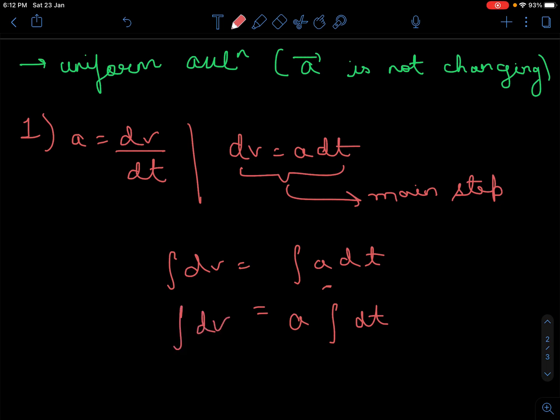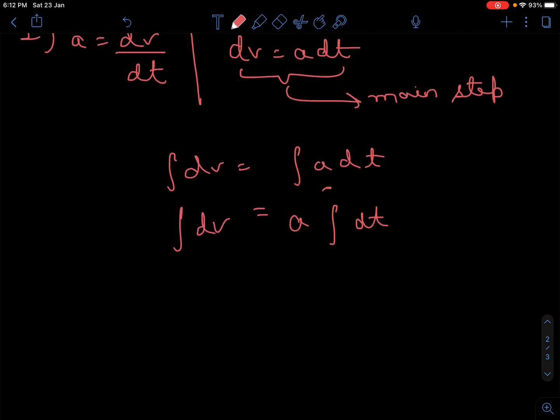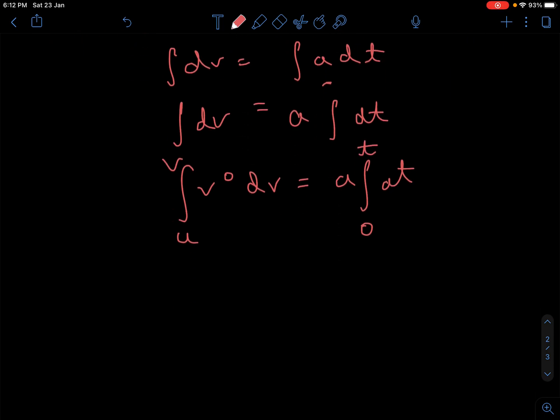Now you will ask how we will integrate this. It's simple. Take integral of v to the power 0 dv is equal to a integral of dt. And what will be the limits? It will be from initial velocity u to final velocity v. At initial velocity the time is t equal to 0, and the final velocity is at time equal to t. It can be any time, right?